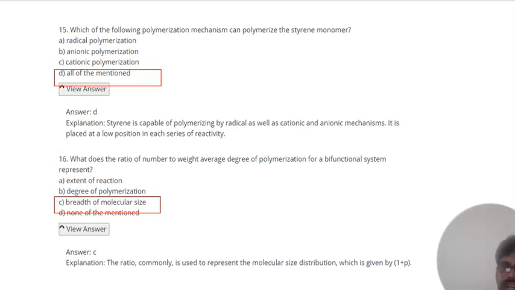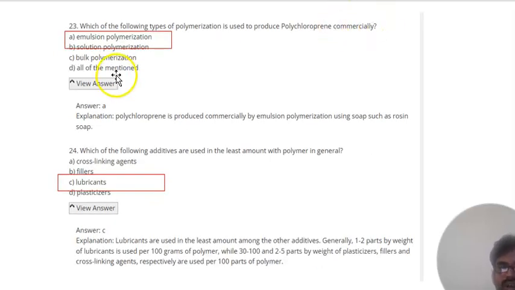Okay, and you can see a few more important bits. Which of the following types of polymerization is used to produce polychloroprene commercially? The right answer is A, emulsion polymerization. You can see the last bit. Which of the following additives is used in the least amount in a polymer generally? The lubricant is the right answer.